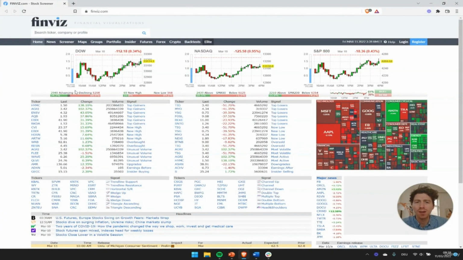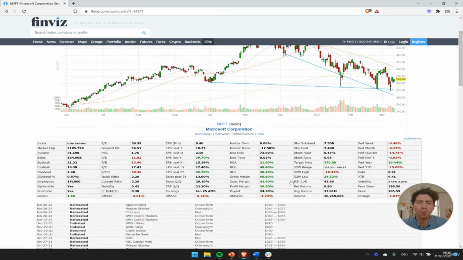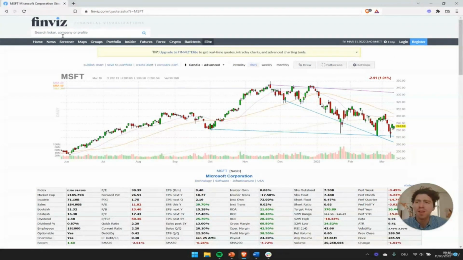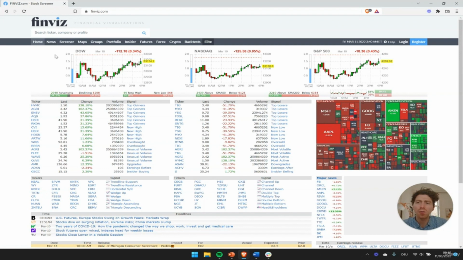So this is the homepage of Finviz. Here you see top gainers, top losers, different indices, and so on. To navigate and find interesting companies, you can either search for them directly here, like if we say Microsoft, you can just type it in and then you get all the ratios for Microsoft. Or another very useful possibility within Finviz is this screener here.